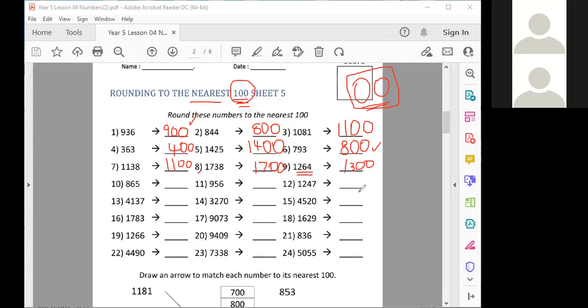Do you understand? I don't understand which one is 1,004 you're asking for, Sophia. Which question is that? I don't see any 1,004. Is it number 5? Oh, you typed wrongly. Okay, guys. 865. So it's between 800 and 900. Where would you go? That's right, 900. Do you get the hang of it now?